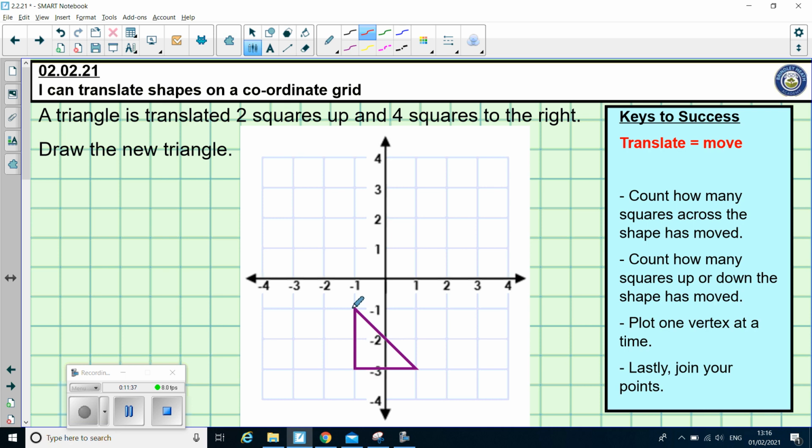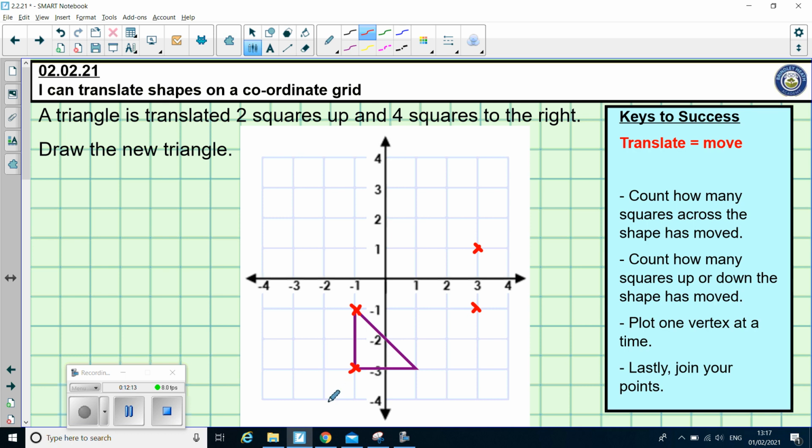Right, I'm going to start with this vertex of the triangle. I want to go 2 squares up and 4 squares to the right. 1, 2. And 4 squares to the right. 1, 2, 3, 4. Okay, so that point has moved to there. Next, I'm going to take this vertex of the triangle. I need to go 2 squares up and 4 squares to the right. 1, 2 up, and now 4 squares to the right. 1, 2, 3, 4.